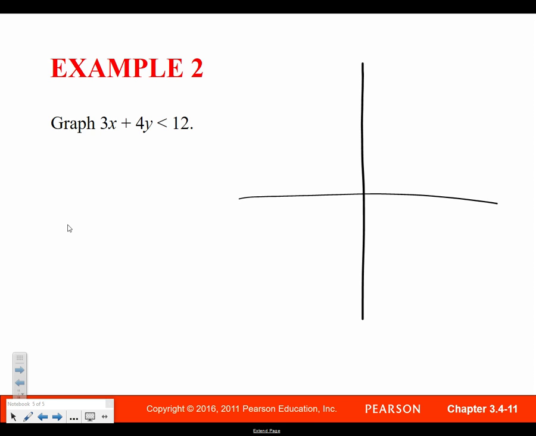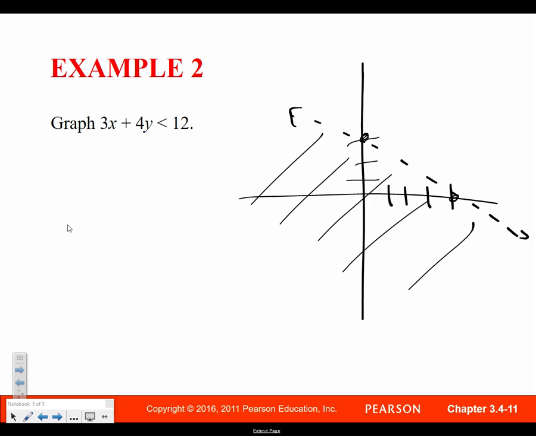What's my y-intercept? 1, 2, 3. X-intercept? 1, 2, 3, 4. Solid or broken? And what point am I going to plug in? 0, 0, because that's available. I can already see that's going to end up being 0. So I'm shading below that. Okay? When wouldn't you shade below? When it's greater than? When it's greater than. Well, as long as the point works.